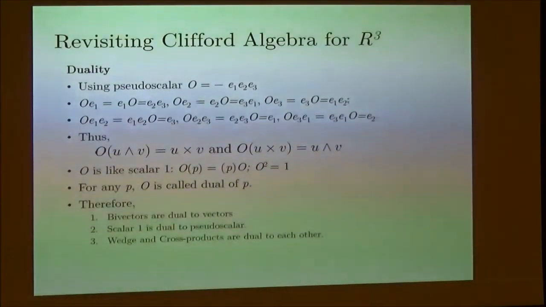So there's a nice parallel going on over here. So just to summarize, bivectors are dual to the vectors because of this duality operator. 1 is dual to the pseudo scalar. Square of both of them is plus 1. And wedge and cross products are dual to each other.